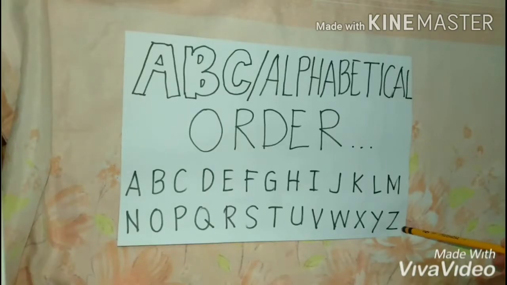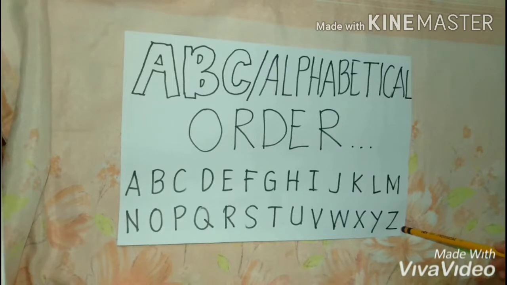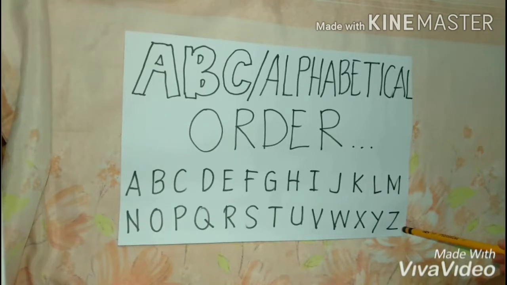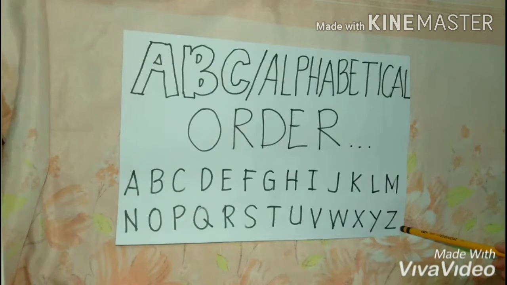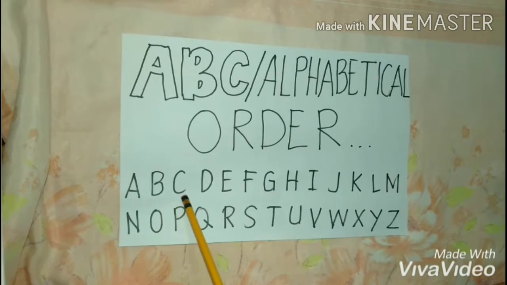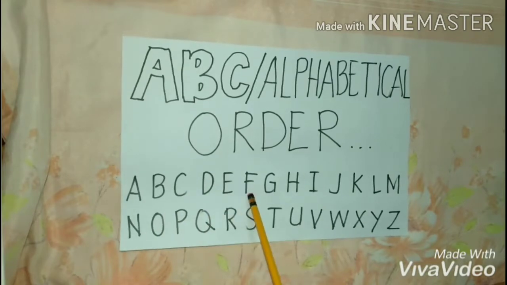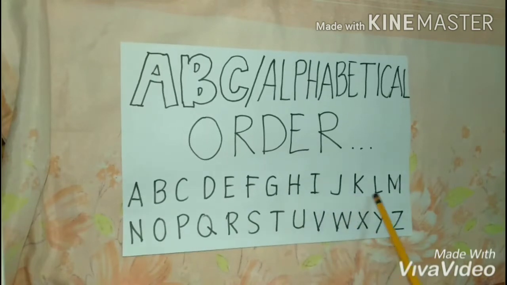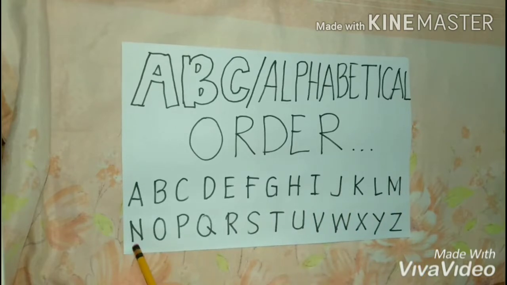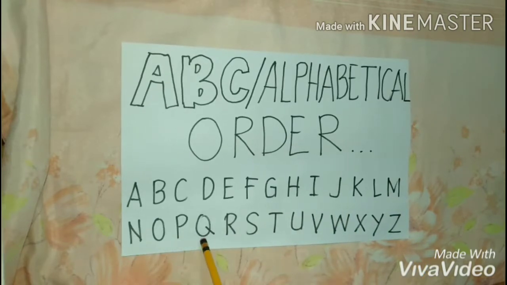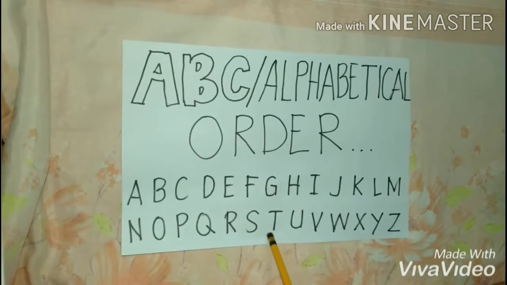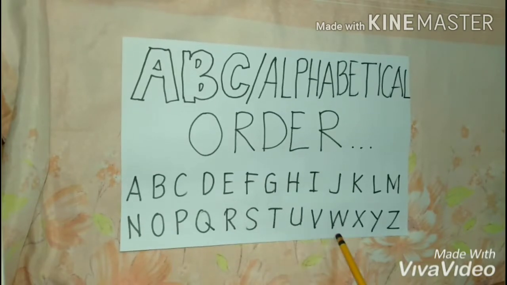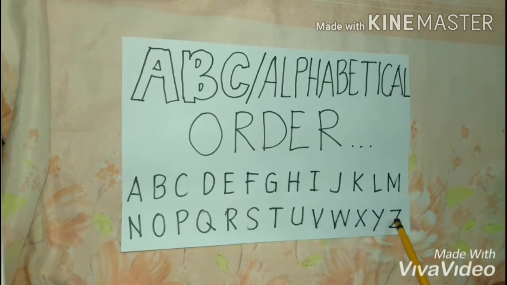So the first lesson is about ABC or alphabetical order. In this lesson, you will learn how to identify the correct order of the words as well as how to arrange words alphabetically. So, as we all know, alphabet letters are arranged this way: A, B, C, D, E, F, G, H, I, J, K, L, M, N, O, P, Q, R, S, T, U, V, W, X, Y, and Z.